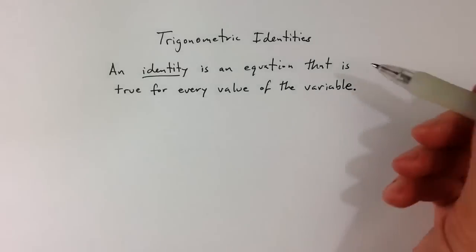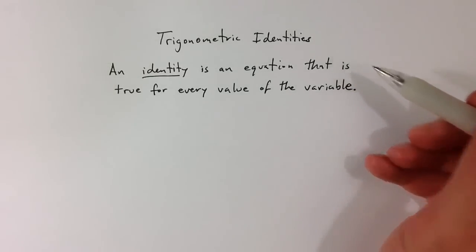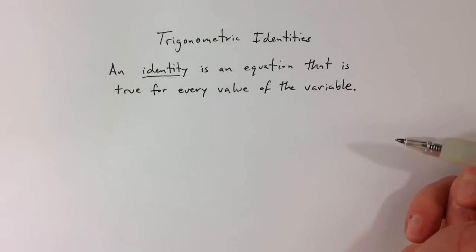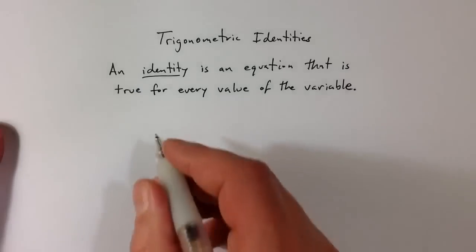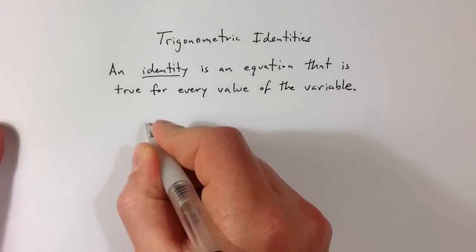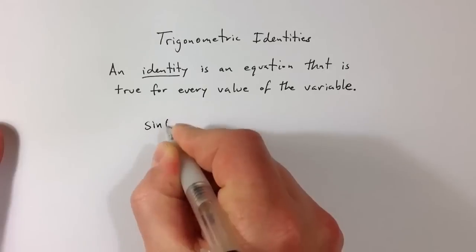I'd like to take a look at some trigonometric identities. An identity is an equation that is true for every value of the variable. We can use identities in trigonometry to describe some characteristics of the trigonometric functions. We've seen some of these already.